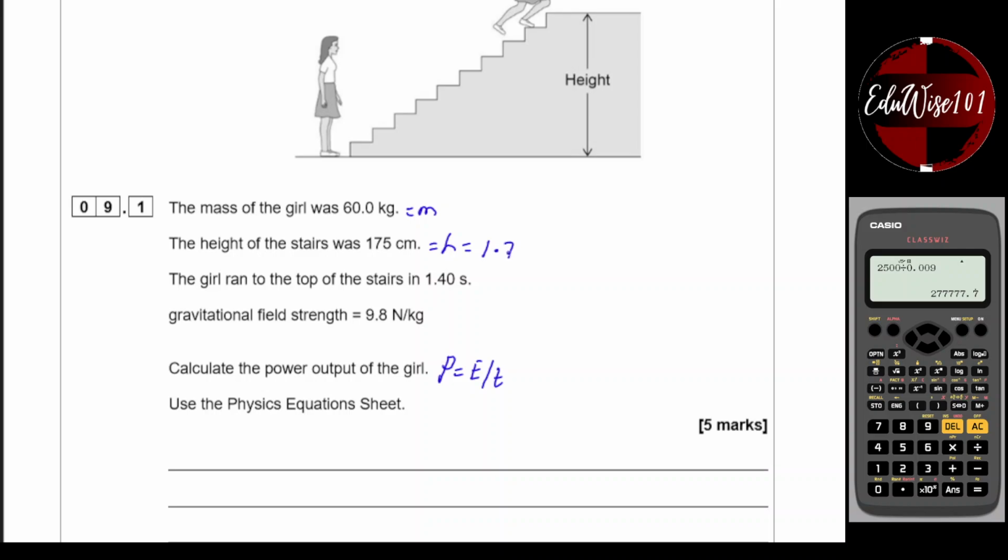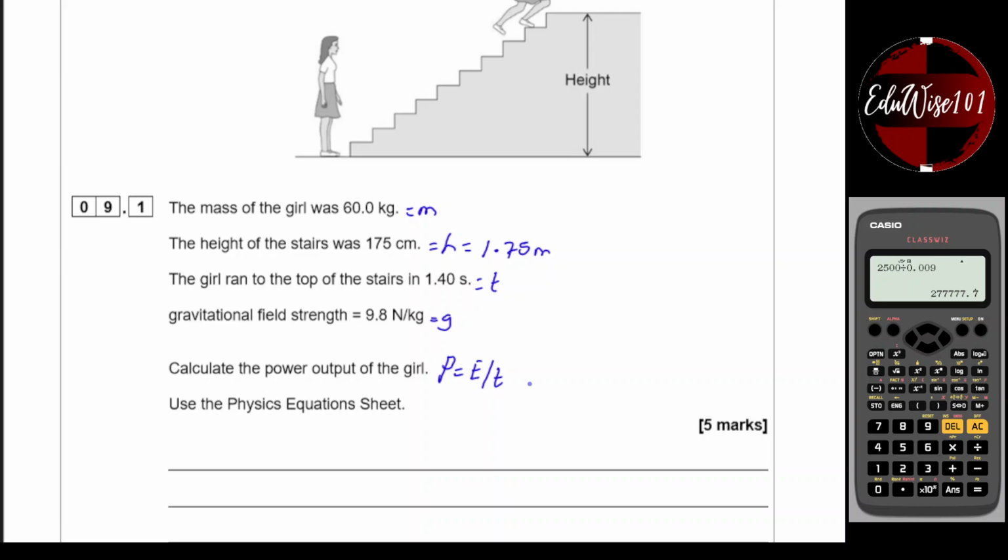That's 1.75 meters. And 1.4 seconds is the time, and the gravitational field strength, let me put that as G. So to calculate the power output, I would need the energy divided by the time.